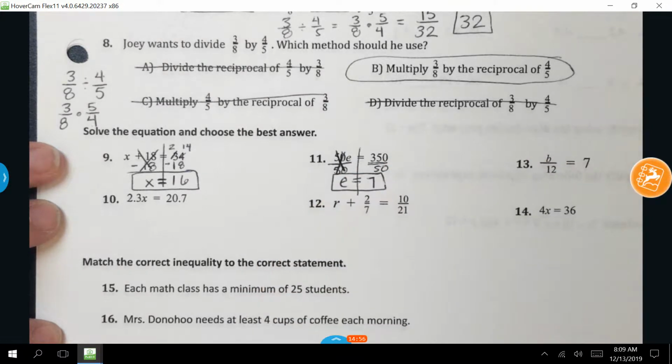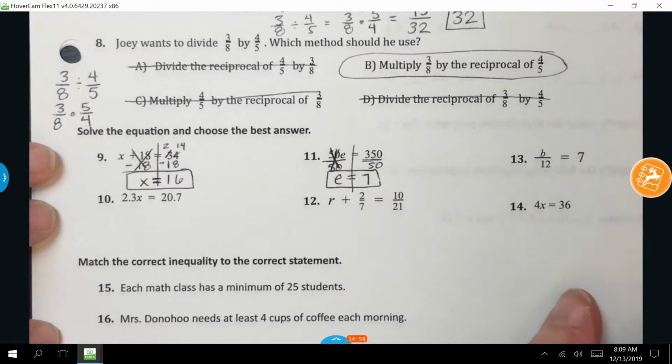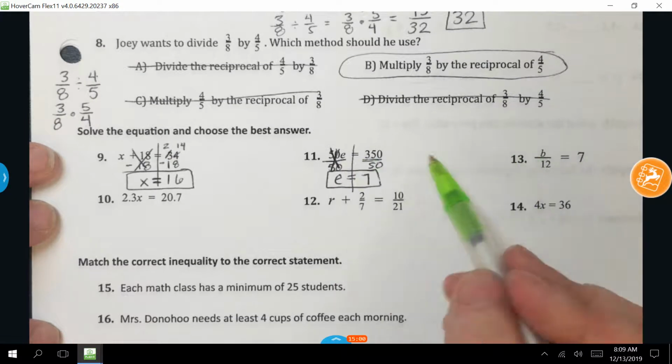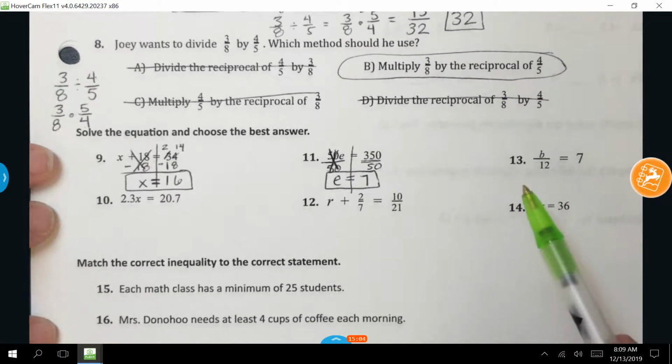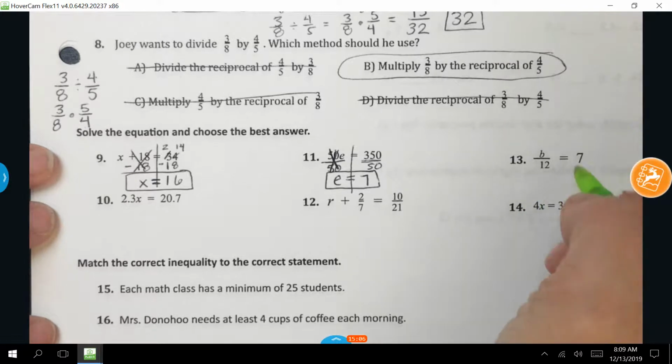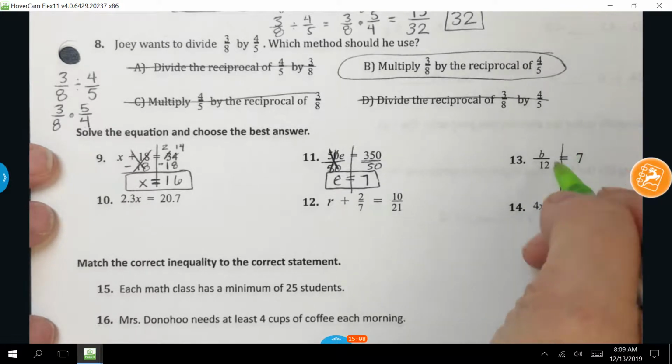Okay, and remember, you should have worked these out yesterday, so some of these longer ones, you might have had to go to the side and work that out, but we did have time to do that yesterday. All right, for number 13, what operation is happening right now? Division, opposite of dividing.